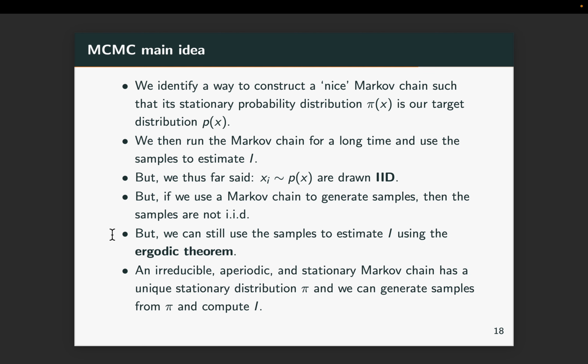So all of that maths, all of those properties we looked at, were only to be able to say that we can use samples from a Markov chain to solve Monte Carlo problems. But those Markov chains have to have these properties: irreducible, aperiodic, stationary, and that stationary distribution itself is pi.